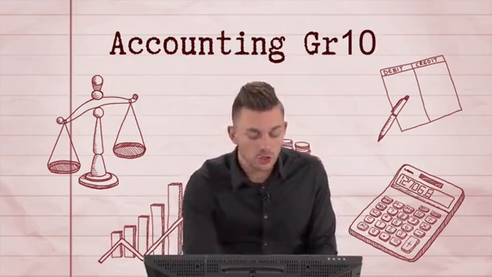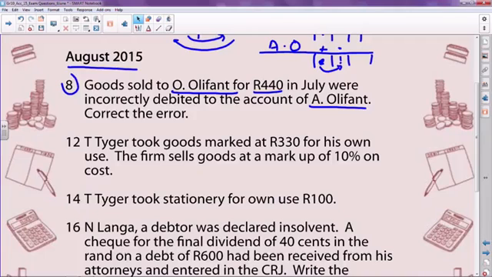The second one, what took place on the 12th, T Tiger took goods, remember he's the owner, marked at 330 for his own use. The firm sells goods at a markup of 10% on cost. I'm going to quickly give you 1 minute to complete this transaction in the GJ.